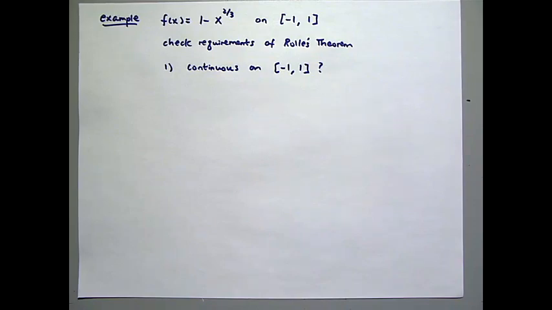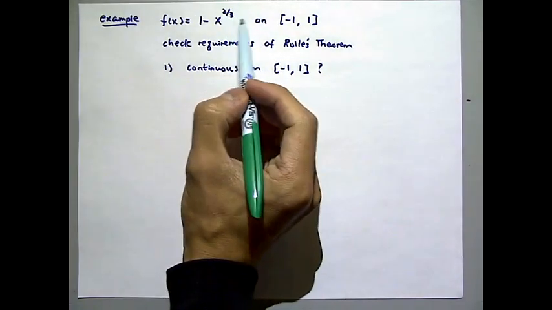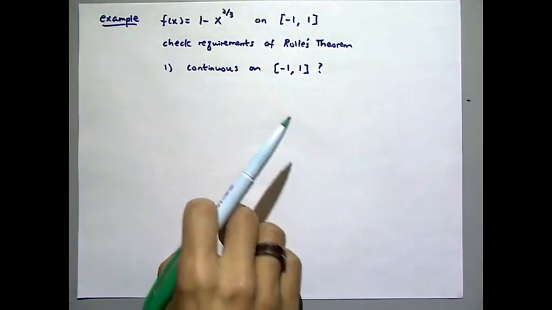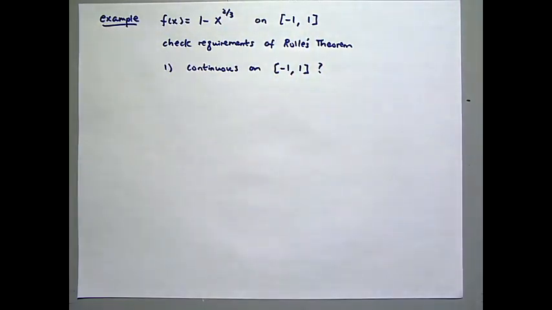Okay, so is this thing continuous on that interval? What do you think? Yes, and how do you know? It's not a polynomial. A polynomial can only have positive integer powers. This thing's got a fractional power, so it's not. So we can't use the fact that polynomials are defined for all values to say that.